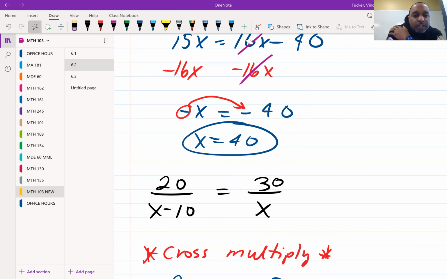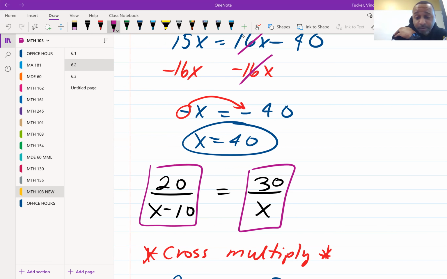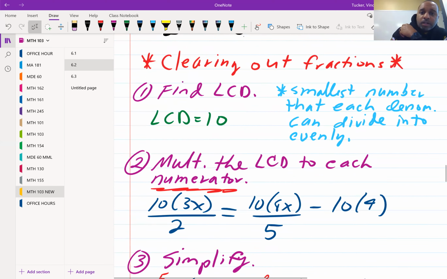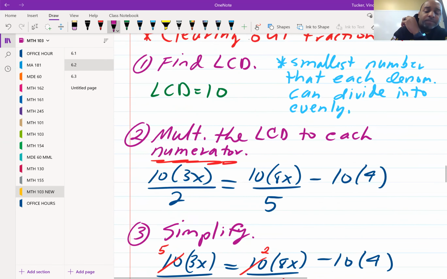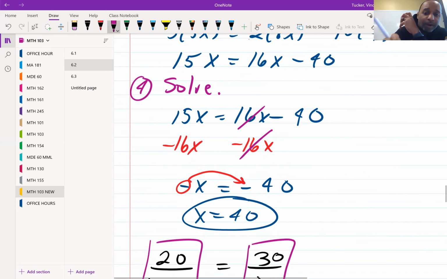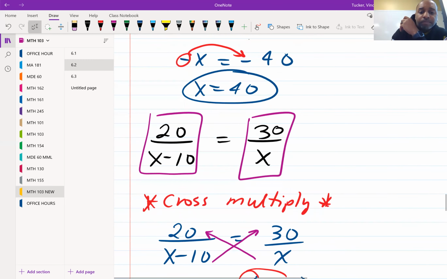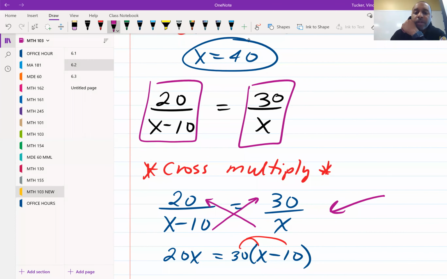All right. So the next one is 20 over x minus 10 equals 30 over x. So this one's a little different than the last one. If I have one solid fraction equal to one solid fraction, I can cross multiply. If you go back to that last one, we had a minus 4 over here. That stopped us from being able to be in that type of situation. So whenever I have one solid fraction equal to one solid fraction, I can cross multiply. And that's what I did right here. You always take your denominators up to the opposite numerator. So it'll be 20x equals 30 times x minus 10.